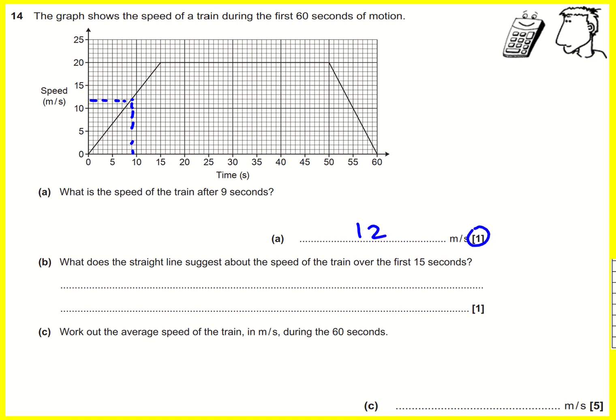What does a straight line suggest about the speed of the train over the first 15 seconds? I find this a little bit misleading because it's talking about the speed of the train. A constant gradient on a speed-time graph means that the acceleration is constant.